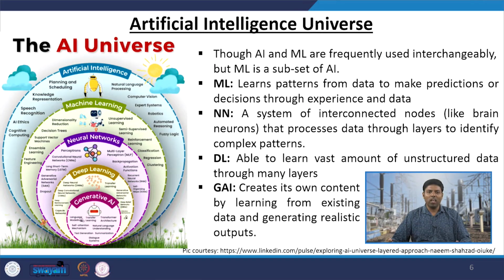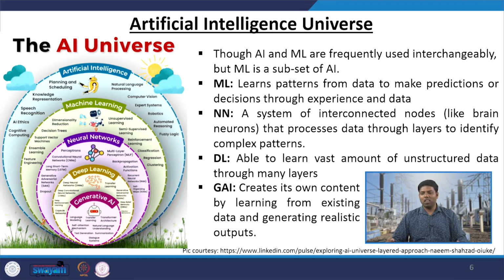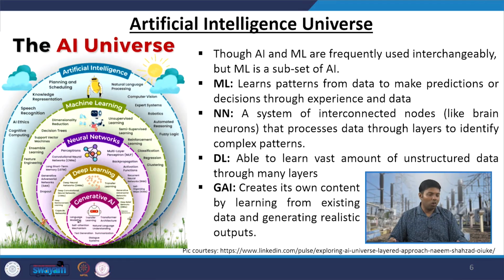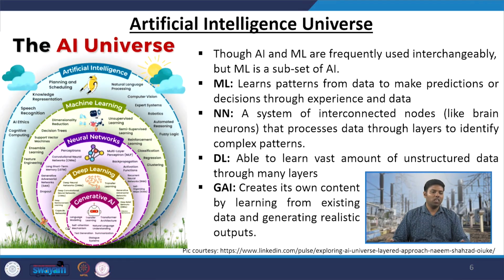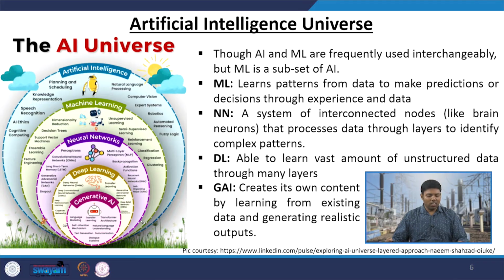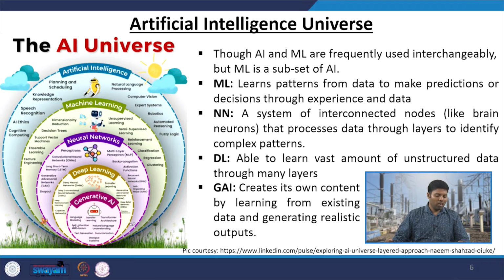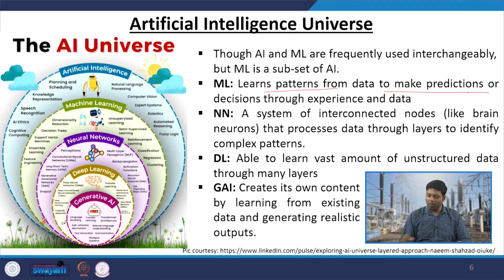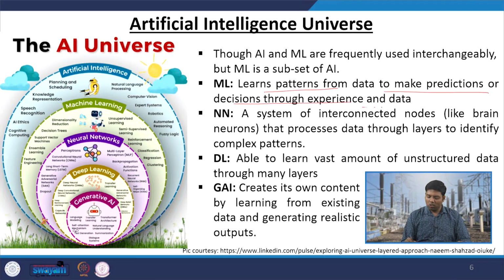Normally, we use AI and ML interchangeably, as if they were synonyms, but that is not correct. ML is actually a subset of artificial intelligence. AI is the big set, a big umbrella. Under that, machine learning comes. So, machine learning learns patterns from data to make predictions or decisions through experience and data.